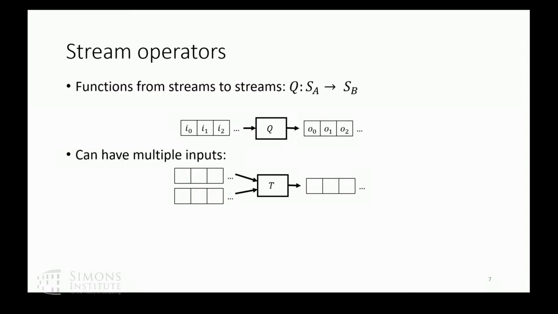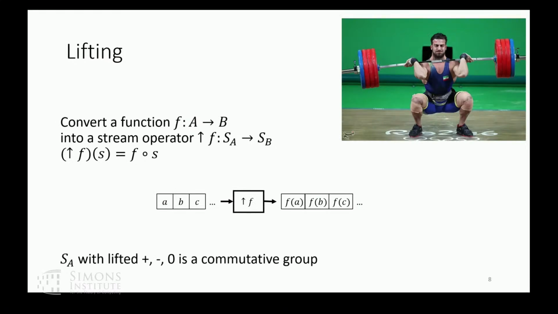These are all concepts that are very well known in the DSP literature, if you happen to be familiar with that. So how can we create stream operators? The simplest way is by taking a scalar function and applying it to every element of a stream. This is called lifting. Mathematically, it's just function composition, because streams are functions from time to values, and you compose the function with the stream function itself.